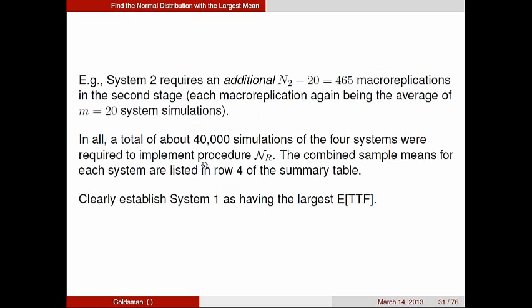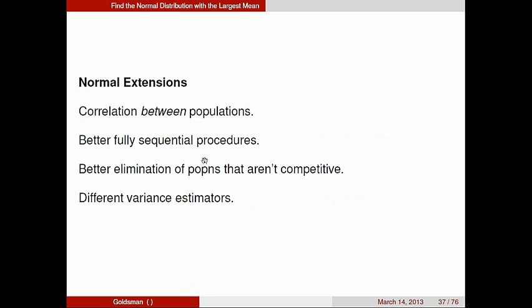I'm going to skip ahead to some comments on normal extensions, which means what else can you do? You can have correlation between the competitors, like a paired t-test. You can have extremely efficient sequential procedures. The Rinott procedure only had 2 stages. I can make multiple stages, which is a lot faster. I can eliminate populations that aren't competitive.